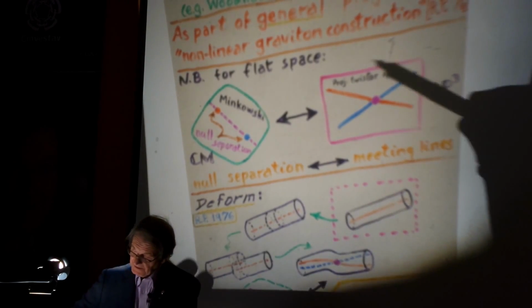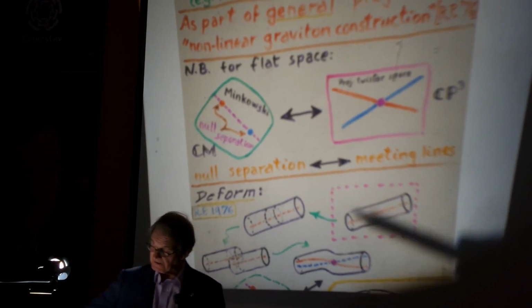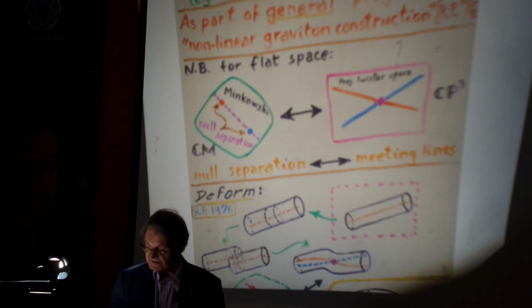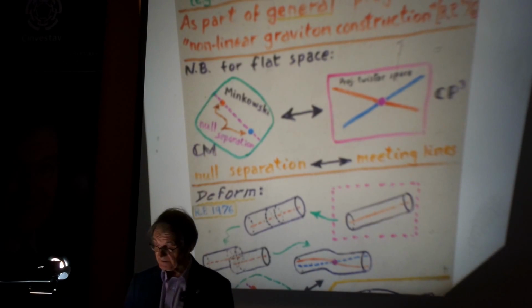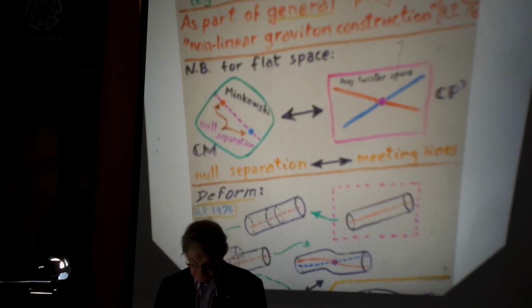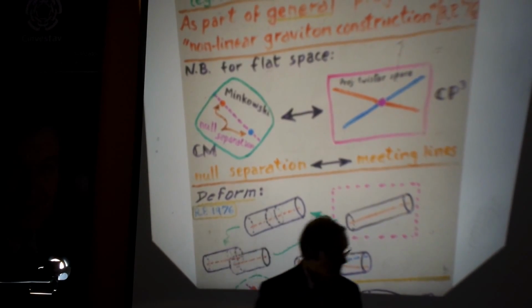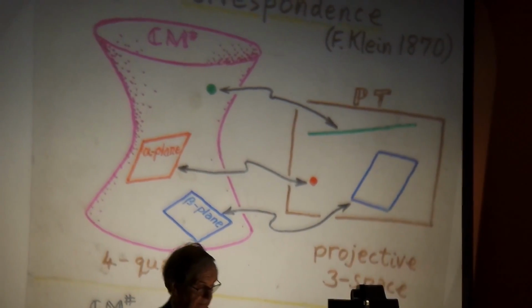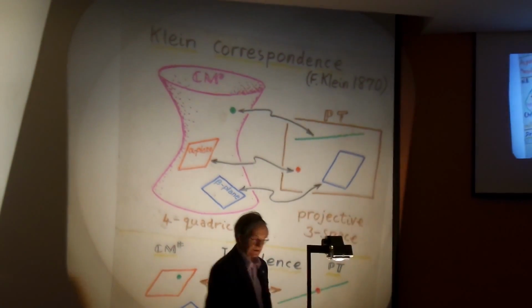So by simply knowing CP3 and knowing the lines in CP3 and knowing when they meet, you can reconstruct the complexified Minkowski space, which really is the Klein representation, which I was mentioning before. So let's put the Klein representation here. And the points now correspond to alpha planes.